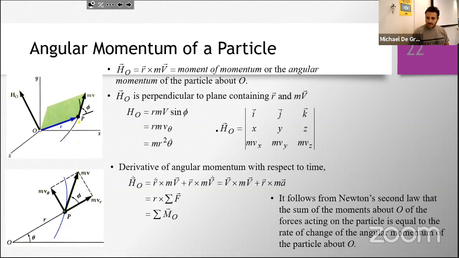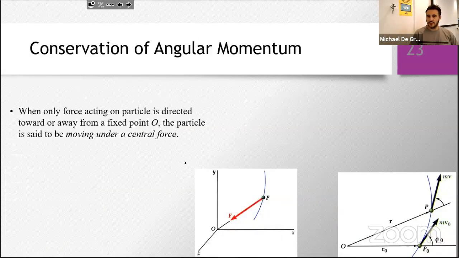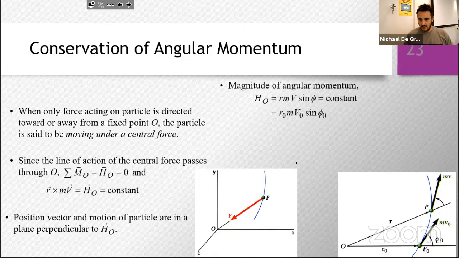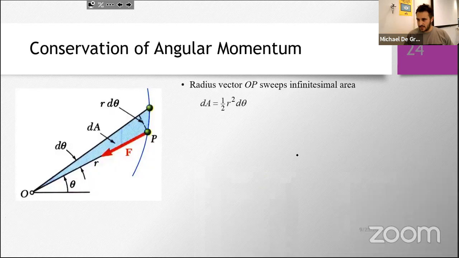So from Newton's second law, the sum of the moments about O of a force acting on a particle is equal to the rate of change, right? So we just talked about that. The derivative with respect to time of my angular momentum is equal to the sum of my moments, or the sum of my torques. Angular momentum can be conserved, and when the only force acting on the particle is directed toward or away from a fixed point, then we're moving under a central force. We don't really need much of this. We're going to keep going.